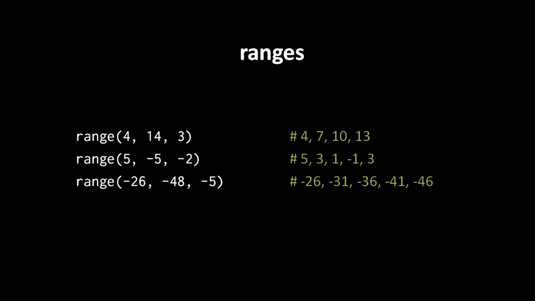And then finally, in our third example, a range starting at negative 26, going to negative 48 with a step of negative 5. That gets us a range of negative 26, negative 31, negative 36, negative 41, and negative 46, and then we don't go up to negative 51 because negative 51 is less than or equal to the end value of negative 48. So note the key difference between a positive step and a negative step.